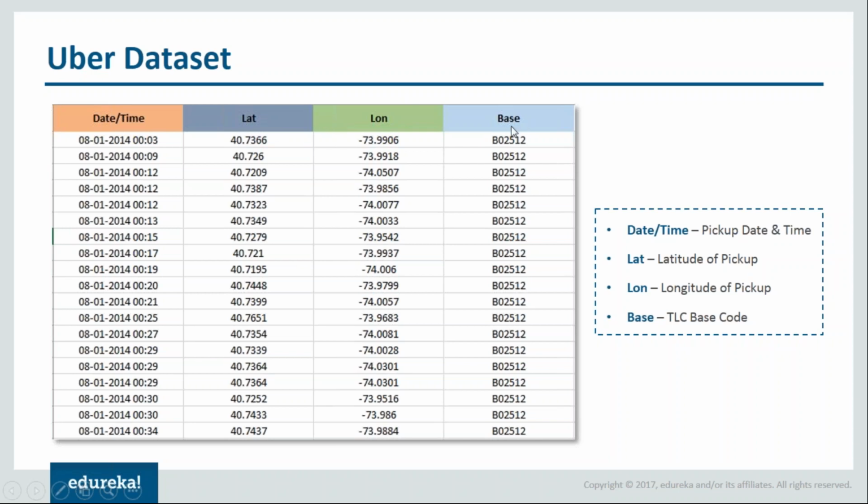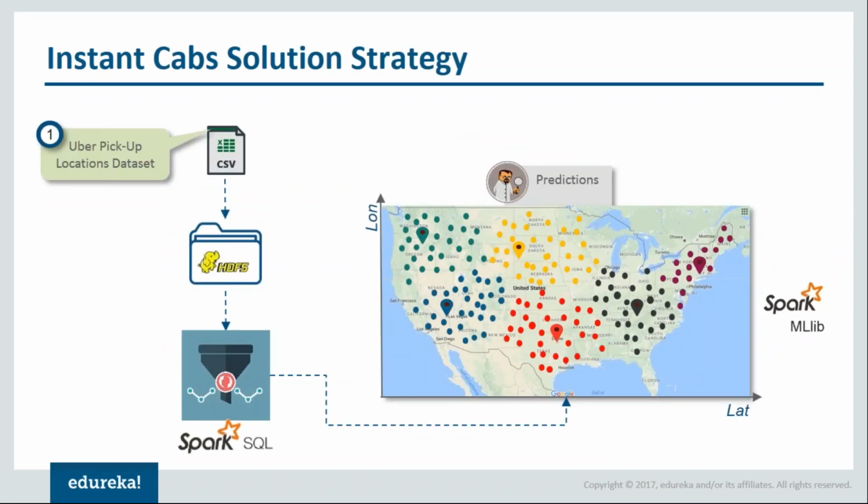And then this is base, which is a TLC base code. So this is like the license number of the driver. So now again, we have to make a strategy of how you are going to analyze this data.